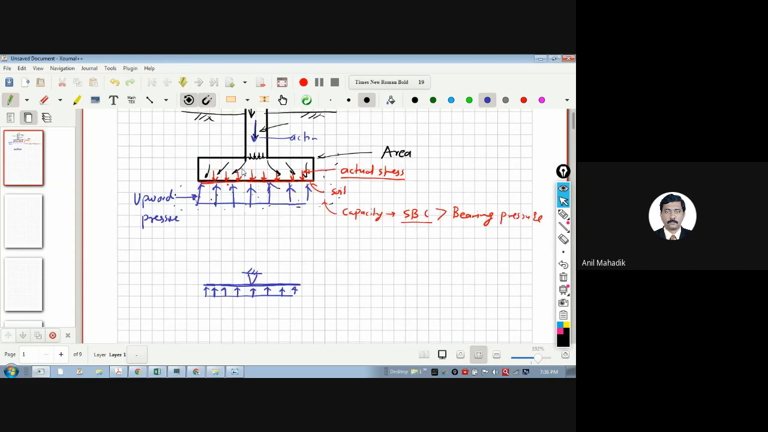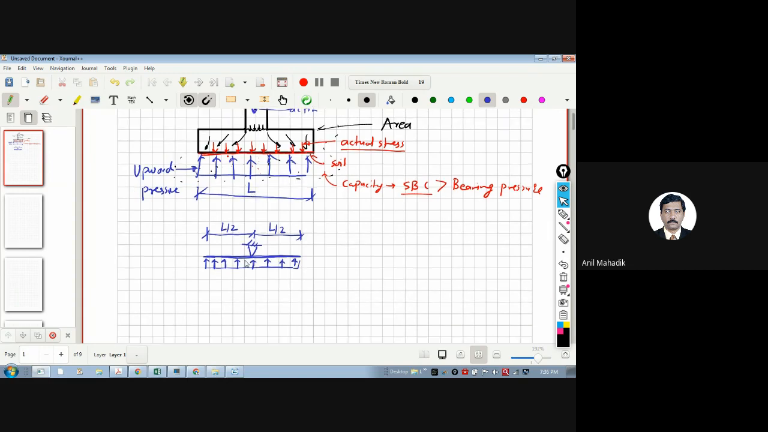So whatever, let's say this is a length of footing, L. So this will be half, L by 2. I'm just conceptually saying L by 2. All of you know that it is a cantilever, but with upward pressure. What will happen due to this cantilever and due to this load?